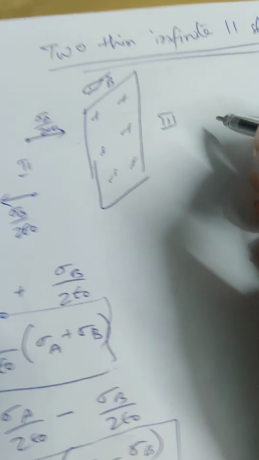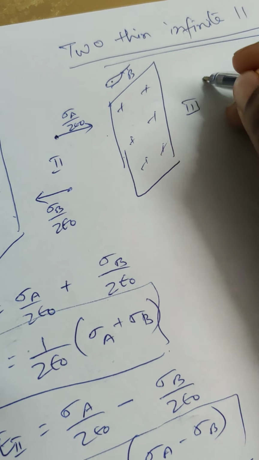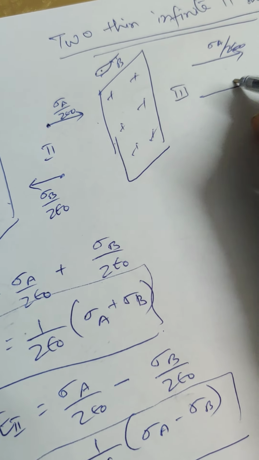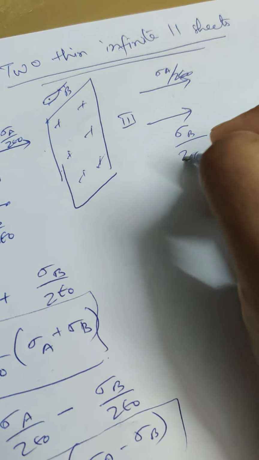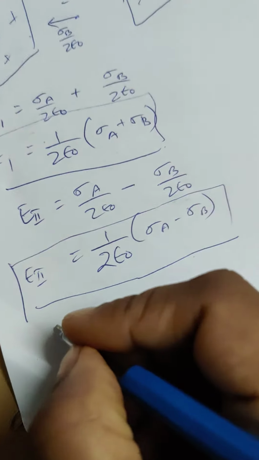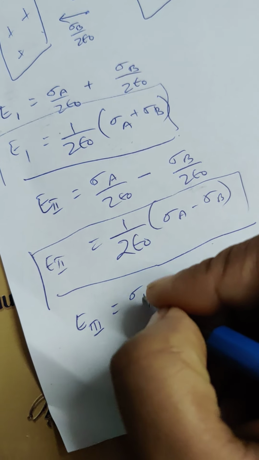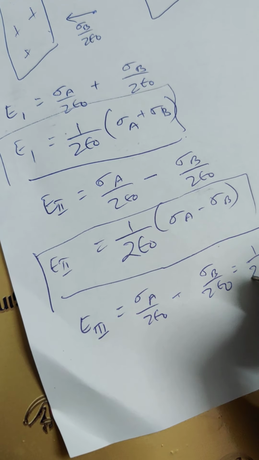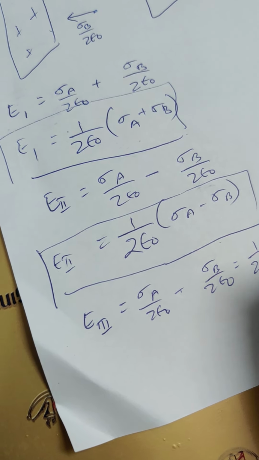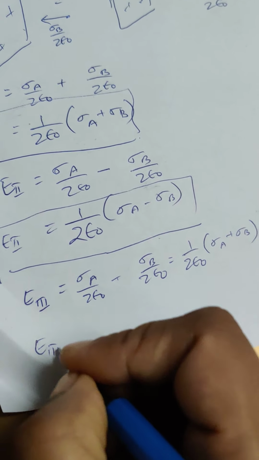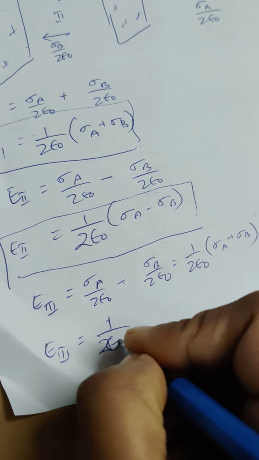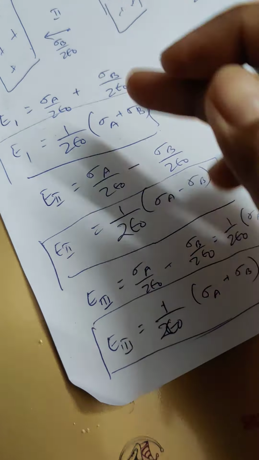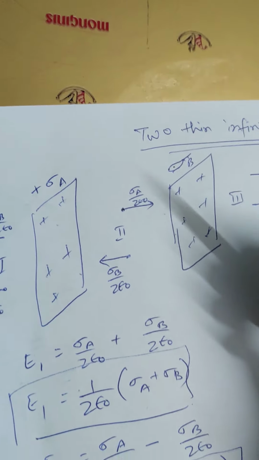Now come to region 3. In region 3, because of this sheet, the direction of the electric field is here, sigma A by 2 epsilon naught. And due to this sheet also, the electric field is away, sigma B by 2 epsilon naught. So in region 3, we have to add the two. So sigma A by 2 epsilon naught plus sigma B by 2 epsilon naught, taking 1 by 2 epsilon naught common, sigma A plus sigma B. Okay, I'll write that: 1 by 2 epsilon naught into sigma A plus sigma B. These are the three cases when we have taken two different sheets of different charge densities.